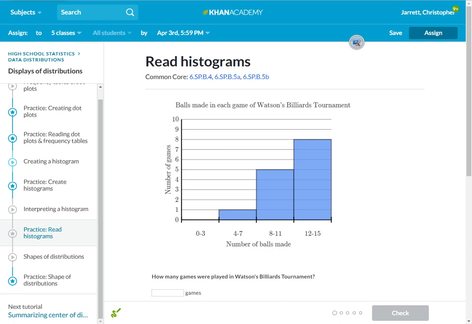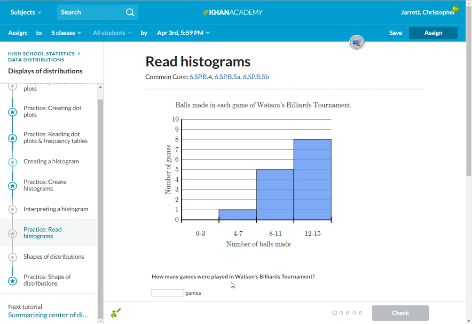All right. So if I was to read this without even paying attention to the question, I can see here that there is one game that has between 4 and 7 balls made, because between 4 and 7, it goes up to 1. There's one game between 4 and 7 balls made. There are 5 games between 8 and 11. There are 8 games between 12 and 15. So I can read this really quickly.